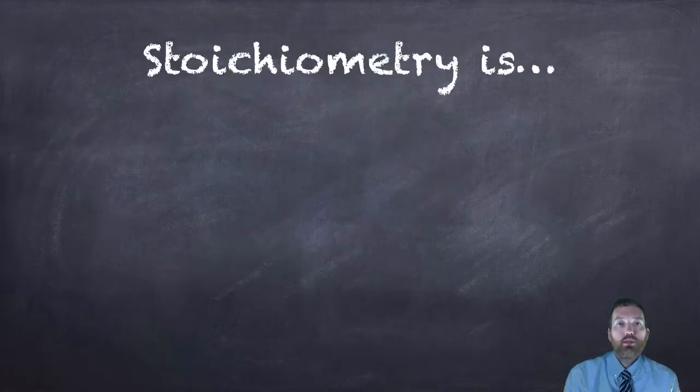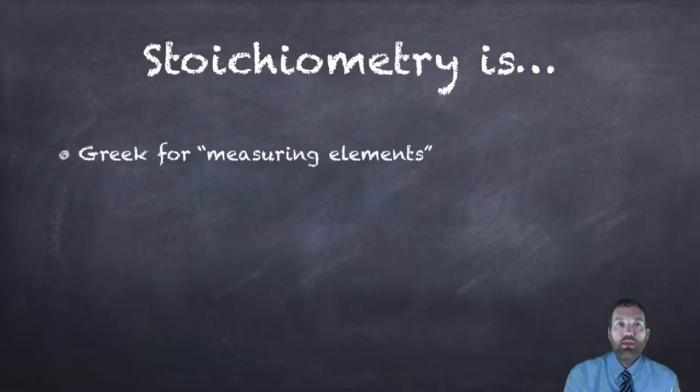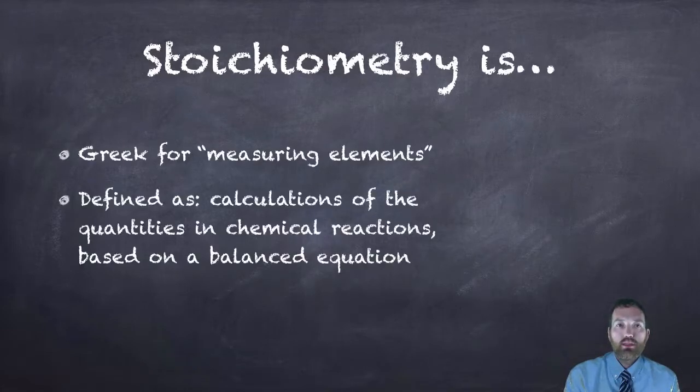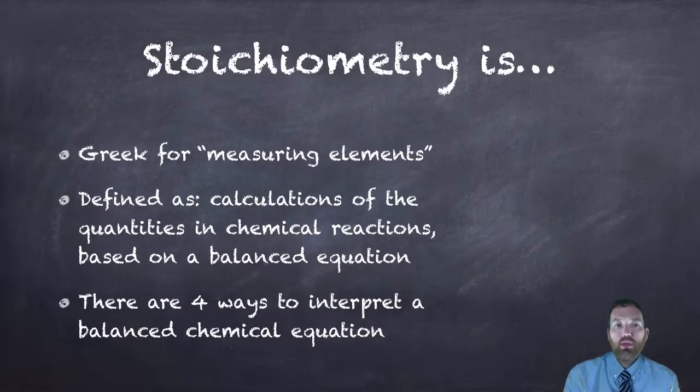So stoichiometry is actually a Greek word, and it means measuring elements. It's defined as the calculations of the quantities in chemical reactions based on a balanced equation. We're going to get into some of these calculations in the next couple of videos, but before we do that, let's talk about how to interpret equations. Before we start manipulating the variables and the values and the math of some of these equations, let's talk about how to interpret a chemical equation.